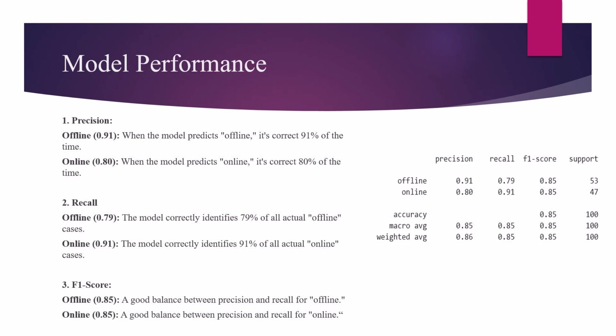So, the model performance metrics. Our model showed strong and balanced results. Precision for offline was 91%, recall for online was 91%, and the F1 score for both was 0.85. These scores confirm the reliability of our predictions.